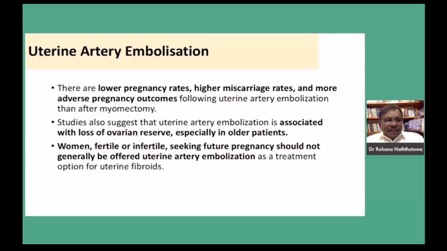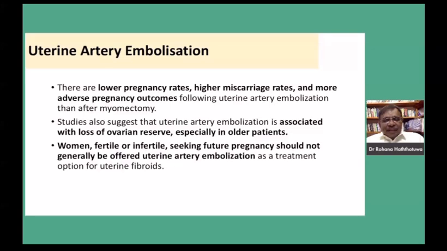Using uterine artery embolization, lower pregnancy rates and higher miscarriage rates and more adverse pregnancy outcomes have been seen, and it is associated with loss of ovarian reserve, especially in older patients. Therefore, women seeking future pregnancies should not generally be offered uterine artery embolization.